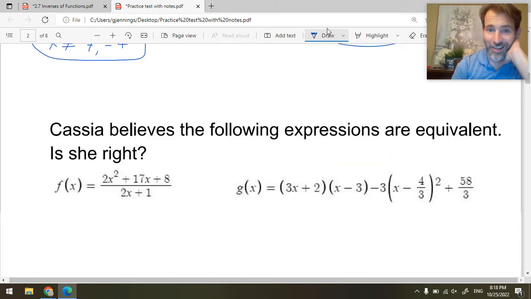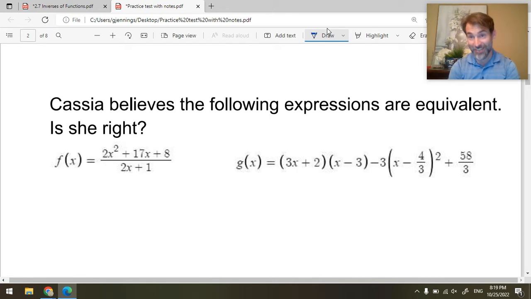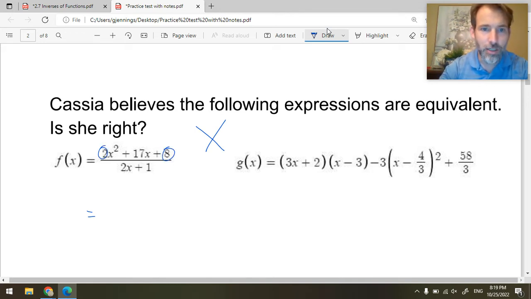Done. Now, Cassia has this interesting idea that f of x and g of x are equivalent. Let's see if Cassia is right. So f of x is equal to 2x squared plus 17x plus 8. Let's see if that top will factor. What I do here is play a special x game. I multiply this number by this number, so that's 16, and then I need numbers that add to 17. Numbers that multiply to 16 and add to 17 are 1 and 16.